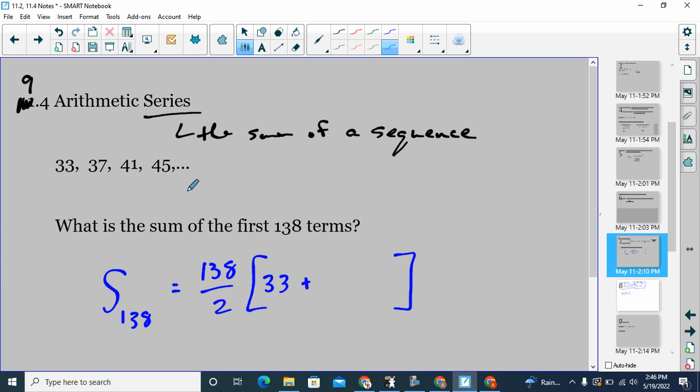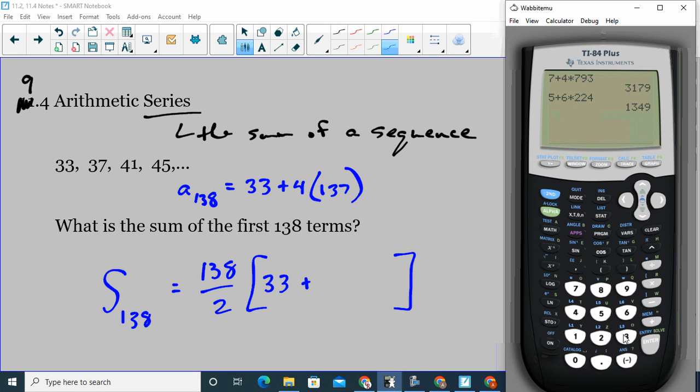So what we're going to do is find the 138th term using that sequence formula. So the 138th term is equal to the first term plus the common difference, plus 4, plus 4, plus 4, times n minus 1. That will tell us what the 138th term of this sequence is, which is going to tell us what we add 33 to in our sum formula. So I've got 33 plus 4 times 137. The 138th term is 581.